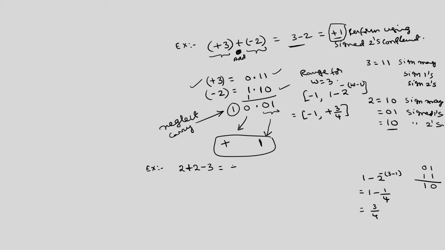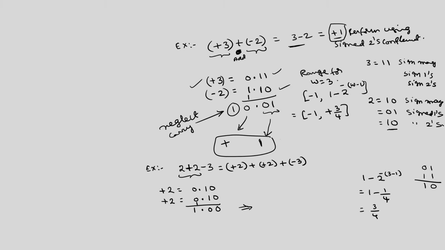So, you see nothing but plus 2 plus 2 plus minus 3. So, what is plus 2? Sign bit is 0, magnitude bits are 1 0, because for a positive number, the magnitude, signed 1's, and signed 2's representations are the same. Another plus 2 is 0 point again 1 0. First I will perform addition of these two numbers. So, 0 1 0 0.1.